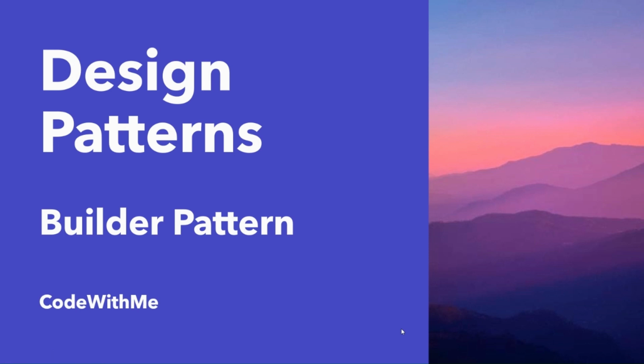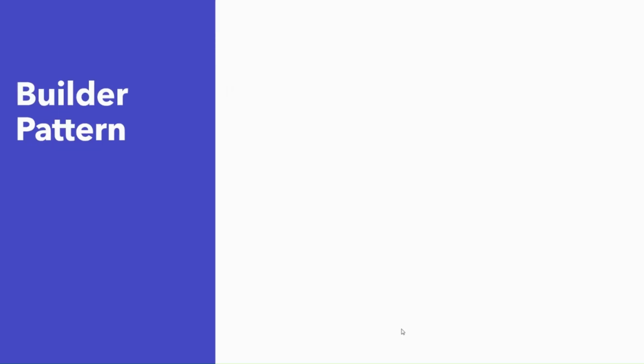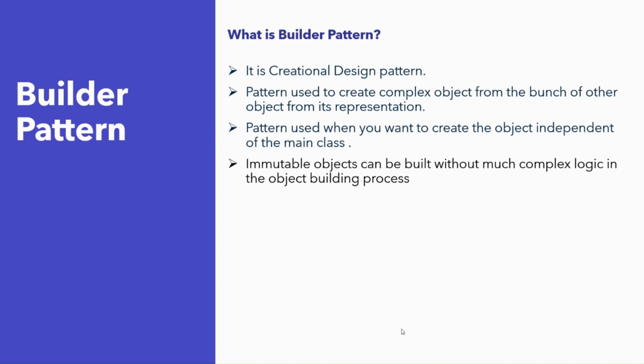Today in this video we will be talking briefly about the builder design pattern. So what is the builder design pattern? It is a creational design pattern which is used to create a complex object from a bunch of other objects, from its representation. The pattern is used when you create an object that is independent of the main class. Immutable objects can be built without much complex logic.